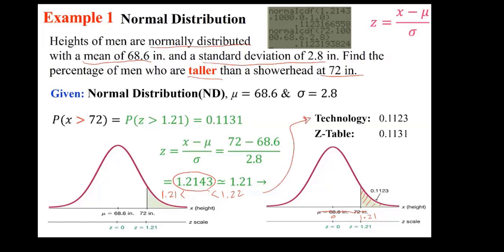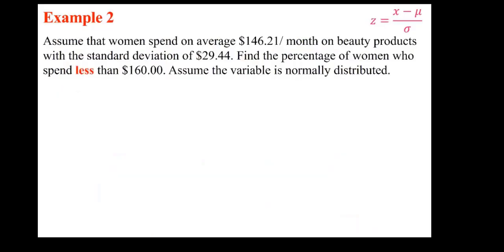All right, let's go to the next example. Assume that women spend on average $146.21 per month on beauty products with a standard deviation of $29.44. Find the percentage of women who spend less than $160. Assume the variable is normally distributed.